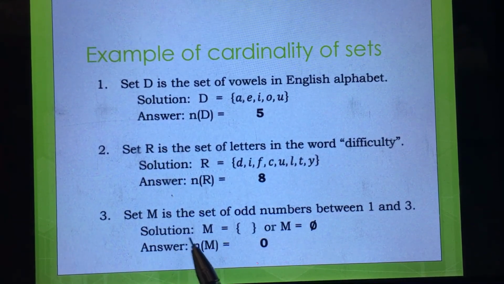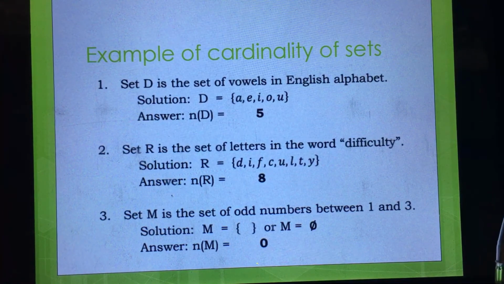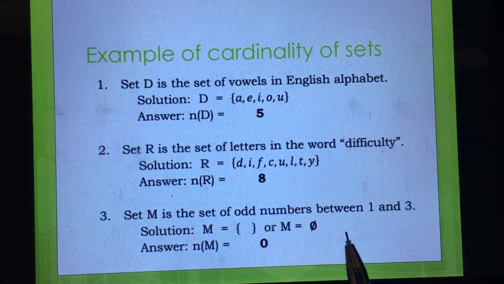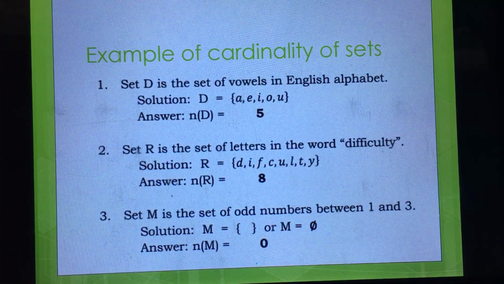Next, set M is the set of odd numbers between 1 and 3. So, what are the numbers between 1 and 3? Do we have odd number between 1 and 3? Even maybe that is 2. But odd number, there's none. So, therefore, the answer is null, and since we're looking for the cardinality and null set is empty or wala, therefore 0 is the answer.